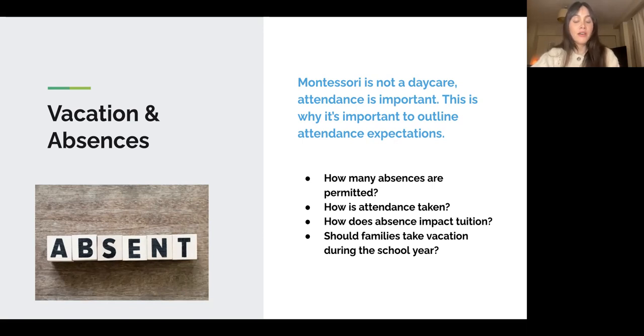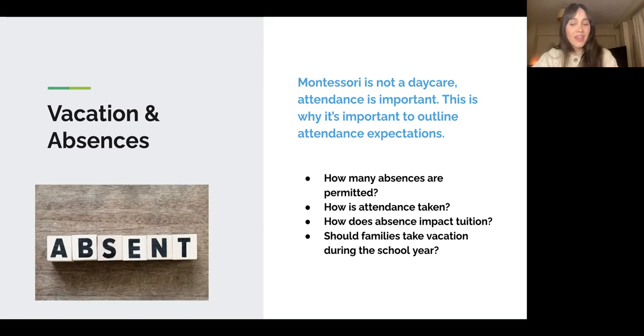How does absence impact the tuition? I know some parents sometimes think, oh, well, it's pre-K. If I don't go for a week, I don't pay for that week. Well, that's not how it may work in a Montessori program. So it's important to let parents know that just because your child doesn't show up doesn't mean that you won't be paying tuition. Again, be clear on that.